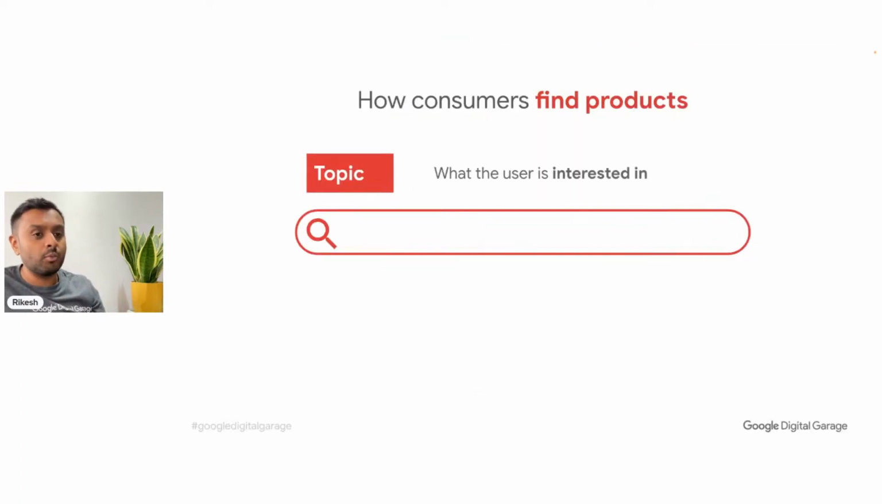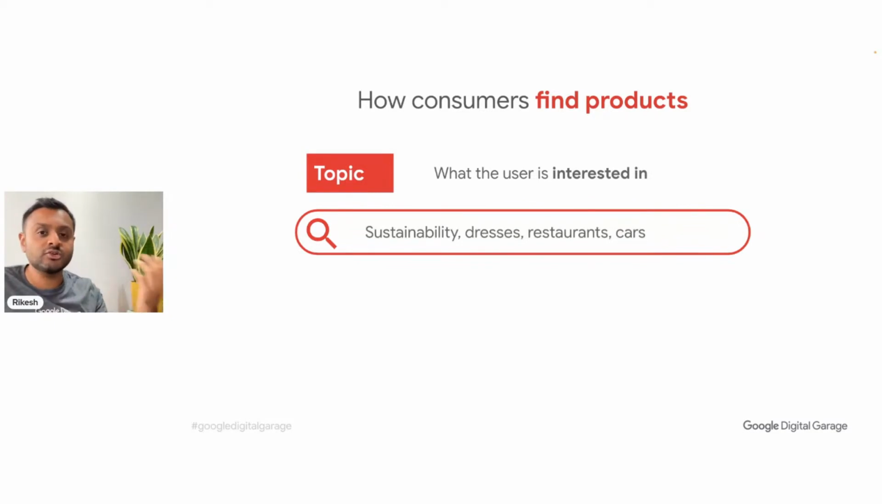So in terms of what we type in, pizza near me, whatever it might be, we've got the topic. The topic would be what the user is interested in, what the customer is interested in, which would be pizza. That could also be sustainability, dresses, restaurants, or cars.